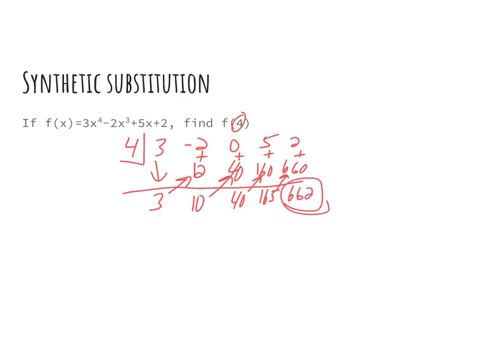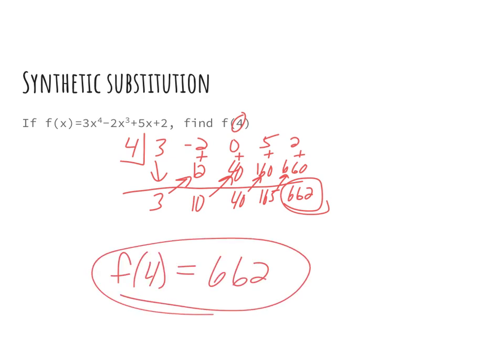The remainder, that last number, is our solution. So if I'm trying to find f of 4, it is going to be equal to 662. So this is just another way that we can find our answer.